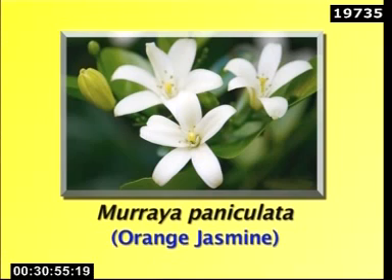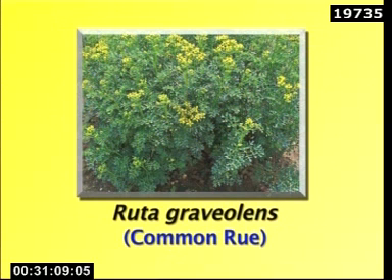The family Rutaceae also presents many ornamental plants. Some of them are Murraya paniculata, commonly known as the orange jasmine. It's commonly grown for its glossy green foliage and large clusters of fragrant white flowers. Ruta graveolens, the common rue, is grown as an undershrub for fragrance and yellow flowers. The plant is also narcotic and stimulant.